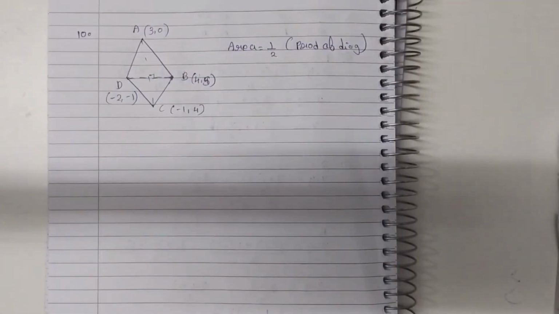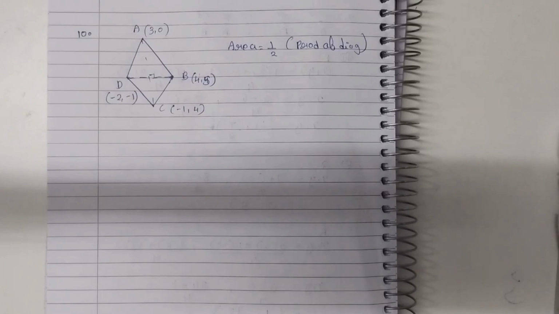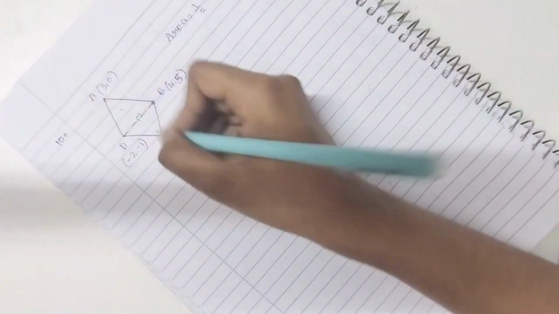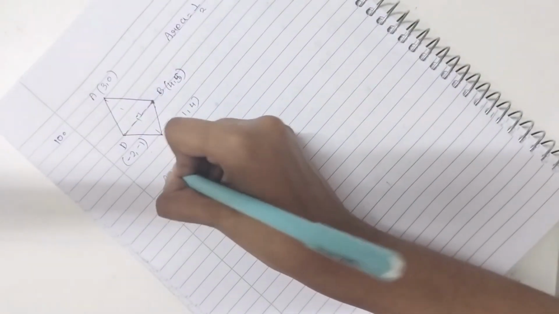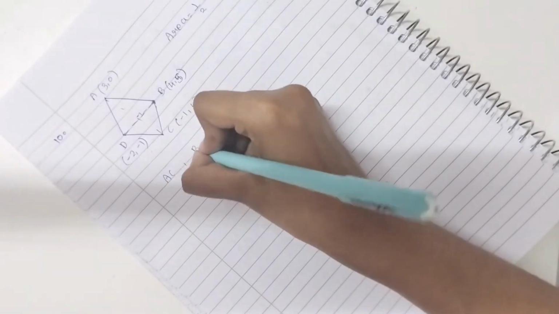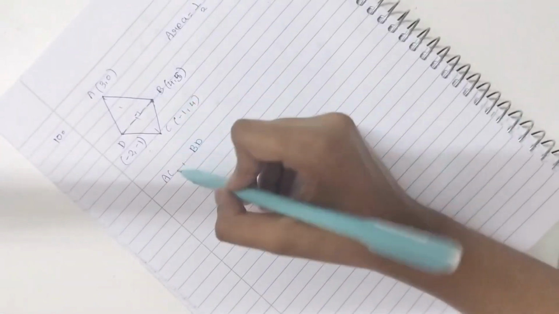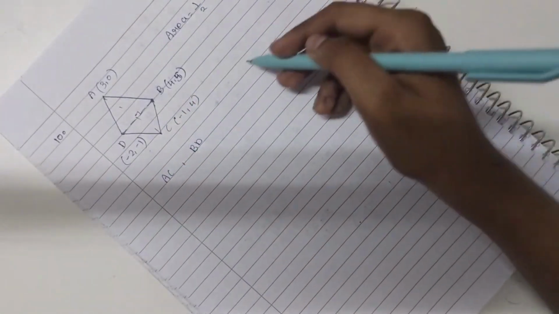In the 10th question, they're asking us to find the area of a rhombus with its vertices 3, 0, 4, 5, -1, 4, and -2, -2, taken in order. And we know that the area of a rhombus is 1 by 2 times the product of its diagonals. So in order to find the area of the rhombus, we need to find the length of both of its diagonals. So we need to find the distance between A and C and B and D. And the product of this times 1 by 2 will give us the area.